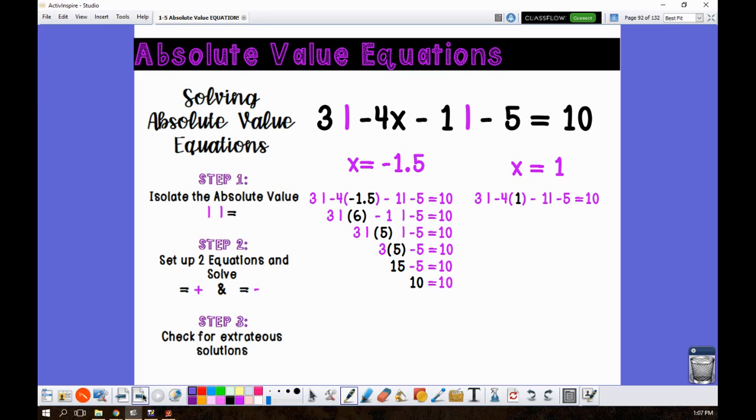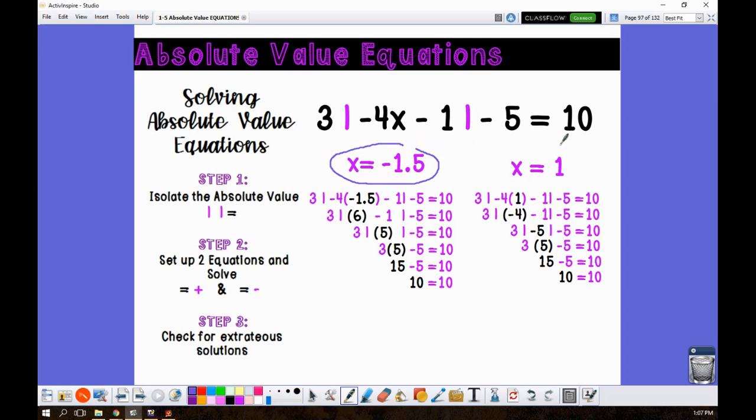Other side now. All right, I'm going to plug the 1 into my original piece all the way up here for x. I'm going to write that down here. And now I'm going to simplify. So negative 4 times 1 is negative 4. Negative 4 minus 1 is negative 5. The absolute value of negative 5 is 5. 3 times 5 is 15. 15 minus 5 is 10, and 10 is equal to 10, and that one checks out for me. So it's true that both of these answers actually work for me. No extraneous solutions.